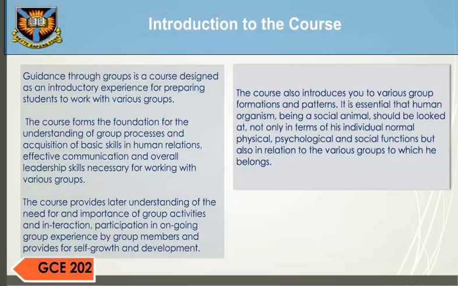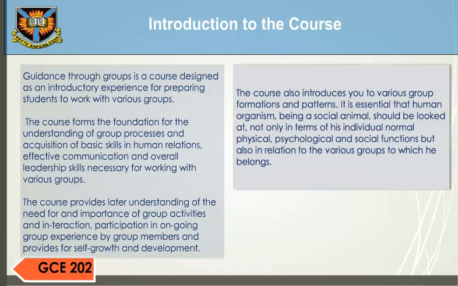Introduction to the course. Guidance Through Groups is a course designed as an introductory experience for preparing students to work with various groups. The course forms the foundation for the understanding of group processes and acquisition of basic skills in human relations, effective communication, and overall leadership skills necessary for working with various groups.